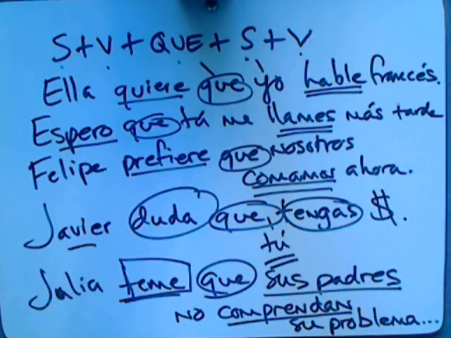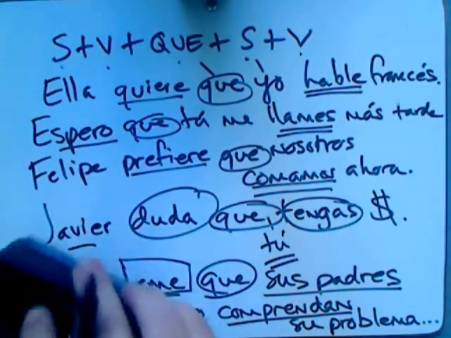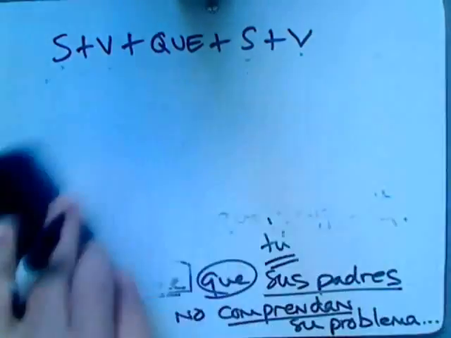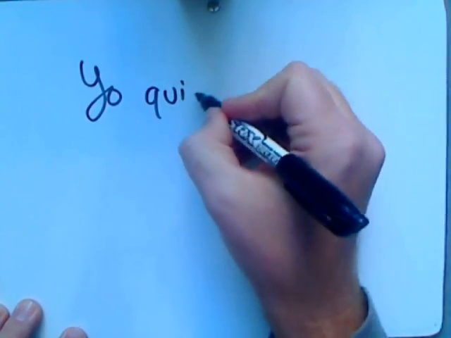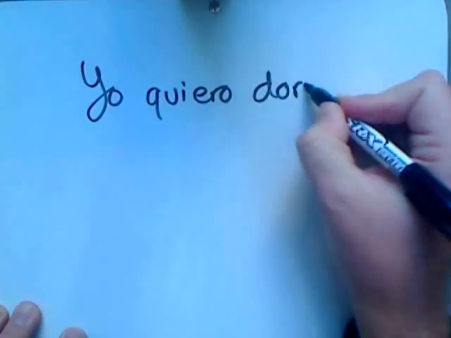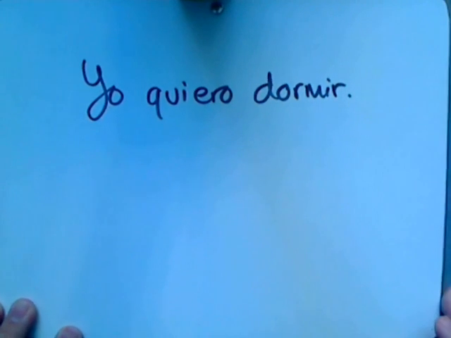Okay, notice that in all of these examples, we have two clauses with two distinct subjects, and that we have a change in subject between the clauses. Now, when there is no change in subject, even if we have two verbs, we're not going to usually see the subjunctive, right? I might say, yo quiero dormir. We don't have a change in subject. Both verbs apply to the same subject, to me. So I'm just conjugating the second in the infinitive.